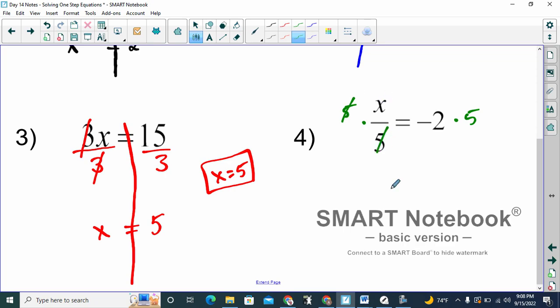5's cancel. x equals, probably should have drawn my vertical line, negative 2 times 5, which is negative 10. And as always, we probably should be checking these. 3 times 5 does give me 15. Negative 10 divided by 5 does give me negative 2.